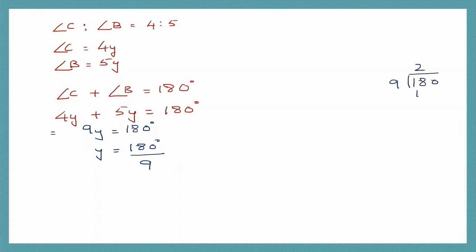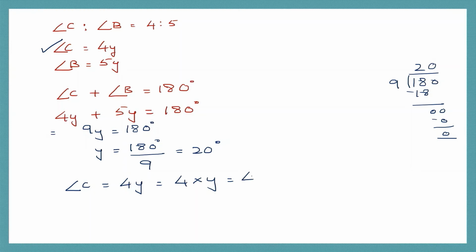9 twos are 18 minus 0, 20 there on top. So my remainder here is 0. So 180 divided by 9 is 20 degrees. So now we know that y is 20 degrees. We can find angle C and angle B. Angle C here is given as 4y, that means 4 into y, which is 4 into 20 degrees. 4 twos are 8, so this is 80 degrees. So the value of C is 80 degrees.